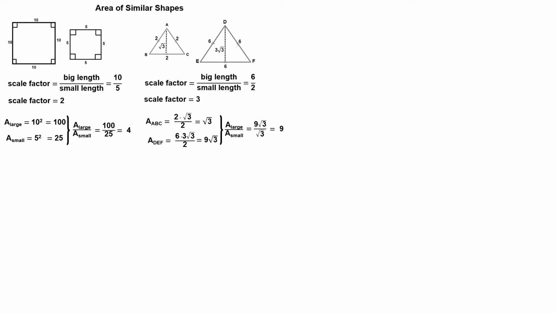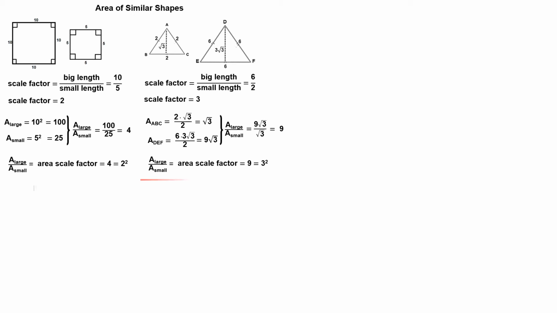The ratio of the areas of similar shapes is called the scale factor of areas. And we can see that if the scale factor of lengths is 2, then the scale factor of areas is 4. This is the length scale factor squared. If the scale factor of length is 3, then the scale factor of areas is 9. This is the length scale factor squared.